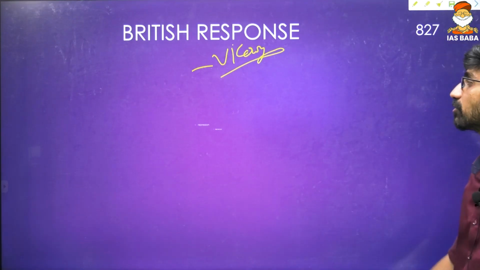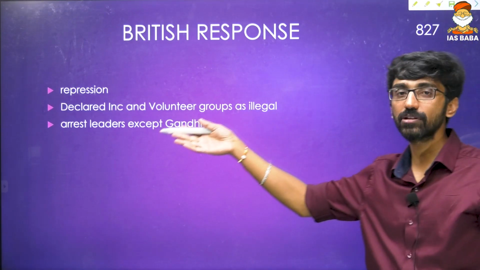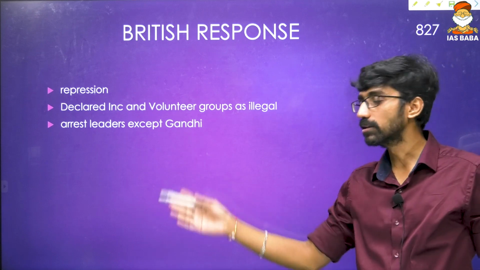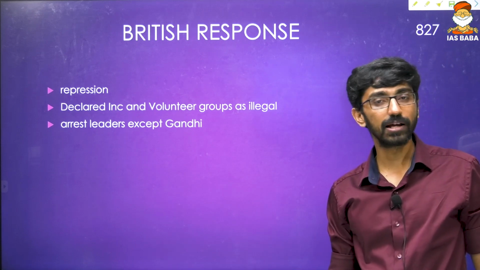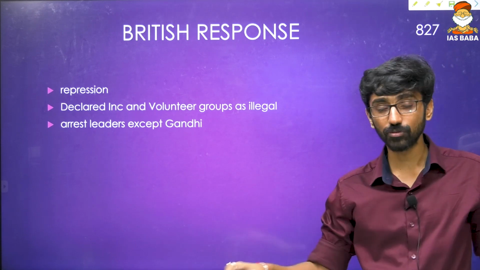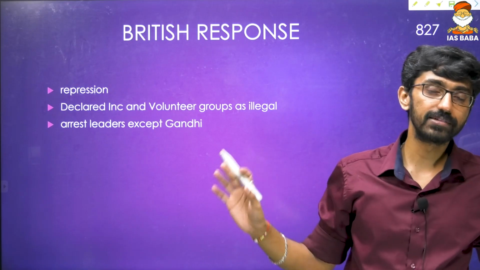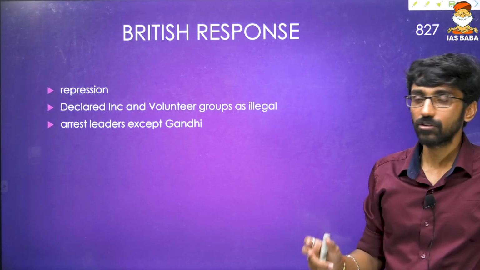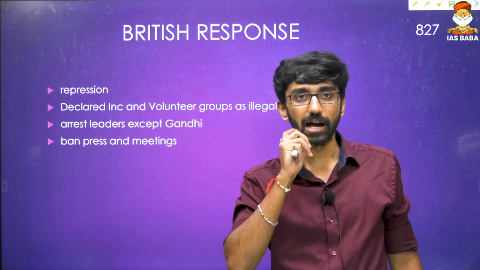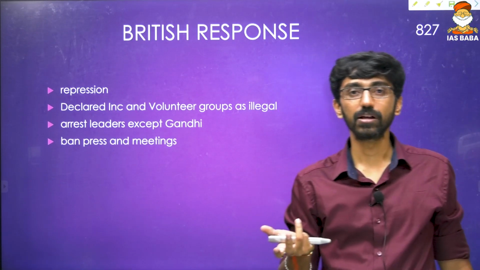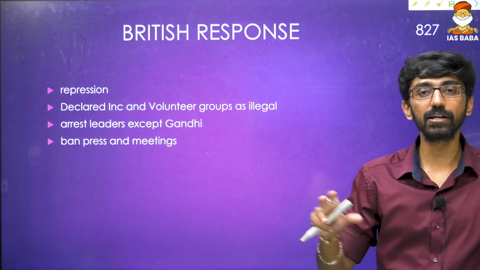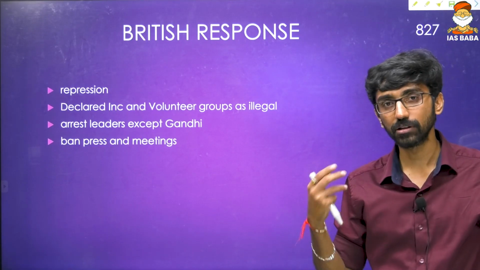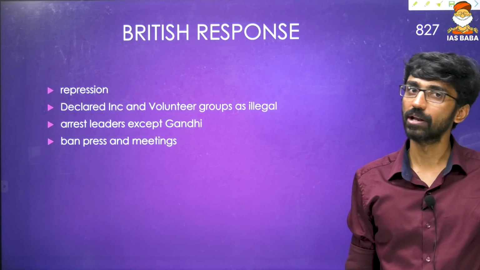Okay, and then the British response was violence and repression. They declared the ANC illegal, declared volunteer groups illegal, and all the leaders were arrested except Gandhiji, because the leaders were the ones organizing the Swadeshi boycott and everything, organizing the civil disobedience movement, or we can say the non-cooperation movement. That is the reason all leaders except Gandhiji were arrested. They banned the press and meetings, because if you ban meetings, people cannot come to picket or come out for demonstrations. If you ban the press, there is no awareness, there is no mobilization.